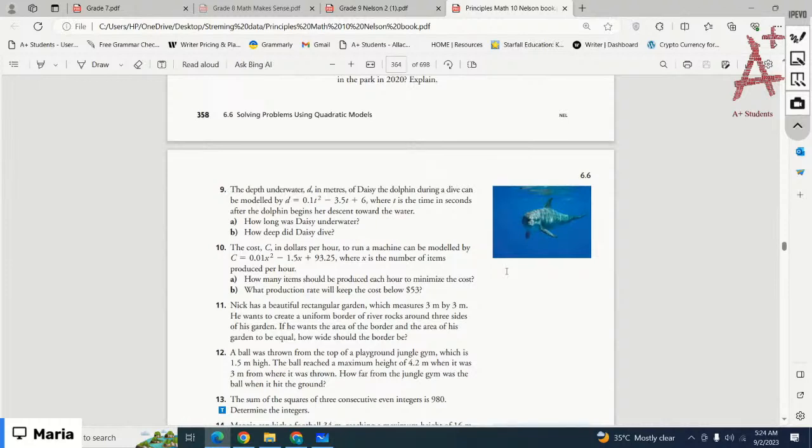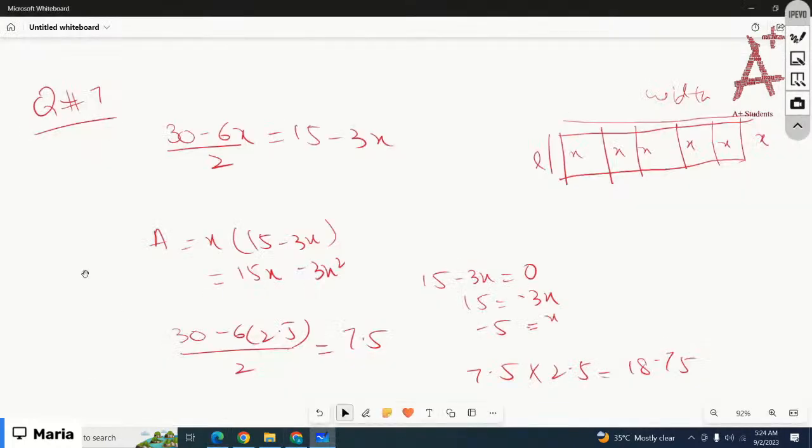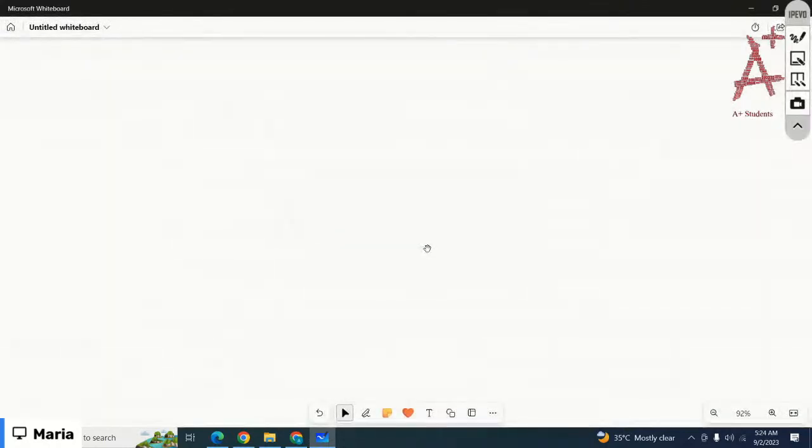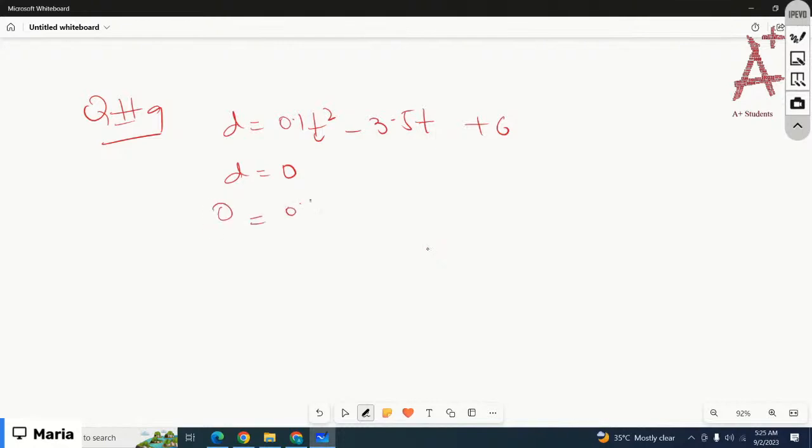Okay, so when she enters the water and returns to the surface, her depth will be zero, right? Question number 9. So you have to substitute d equals 0 in the equation. The equation is d equals 0.1 t squared minus 3.5 t plus 6. You just replace d with 0: 0 equals 0.1 t squared minus 3.5 t plus 6, right?